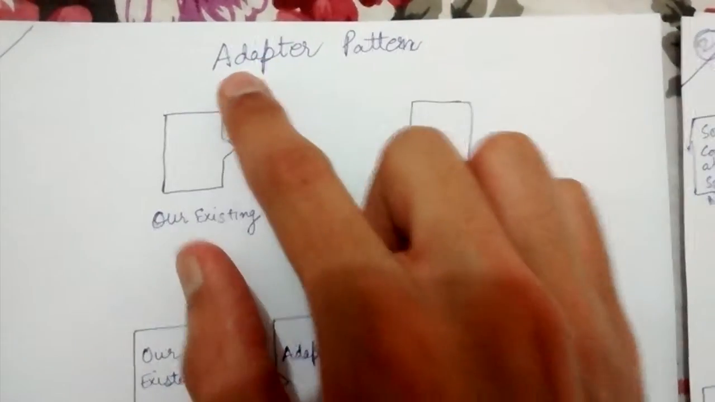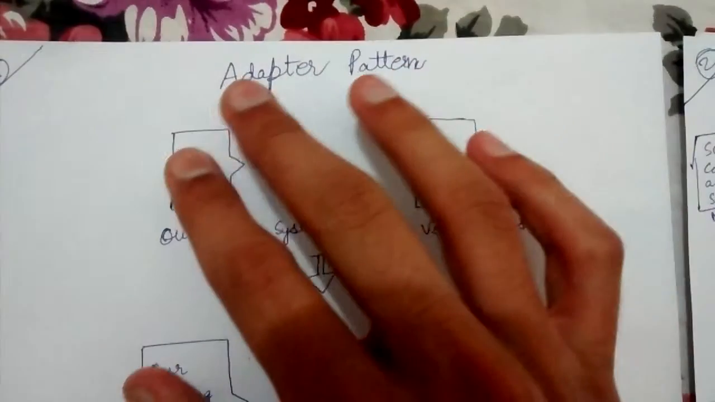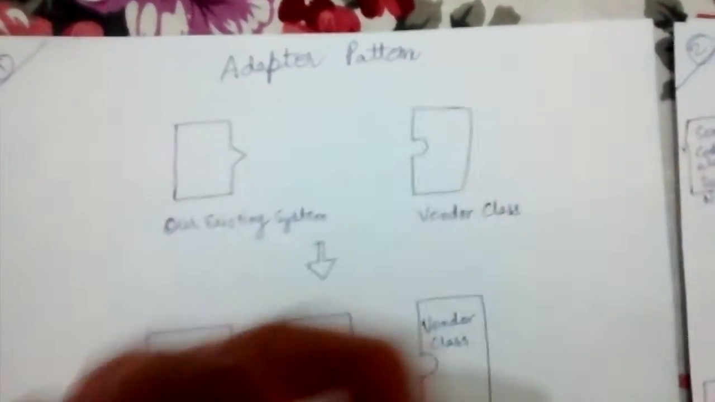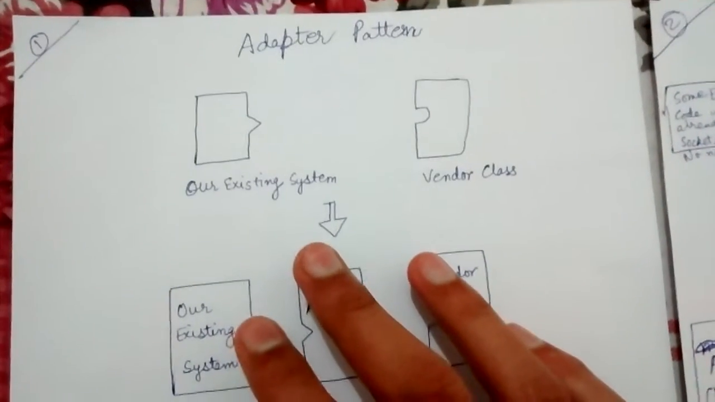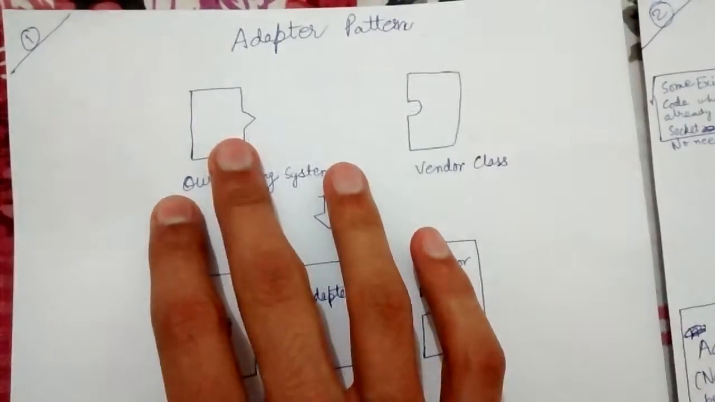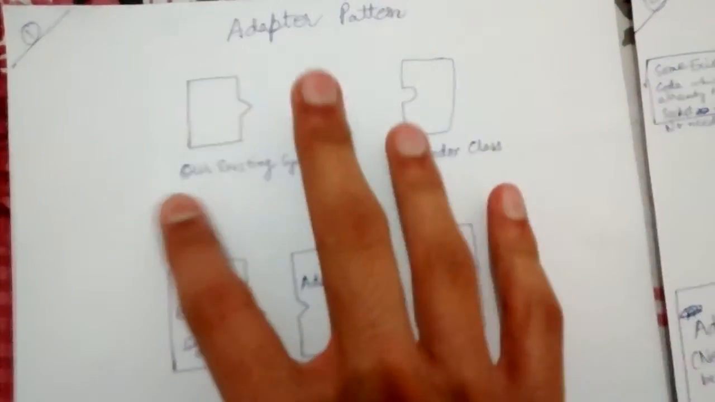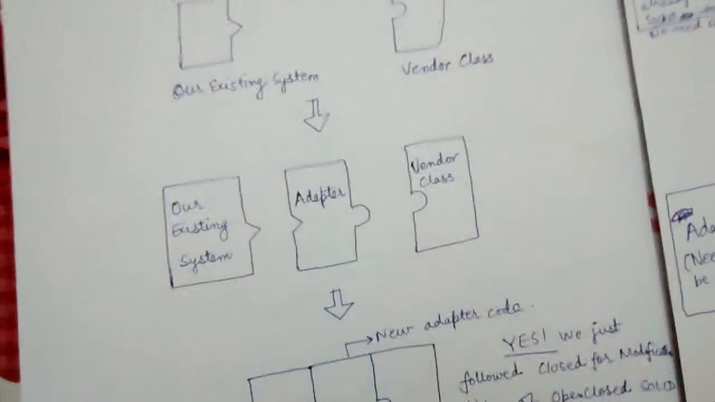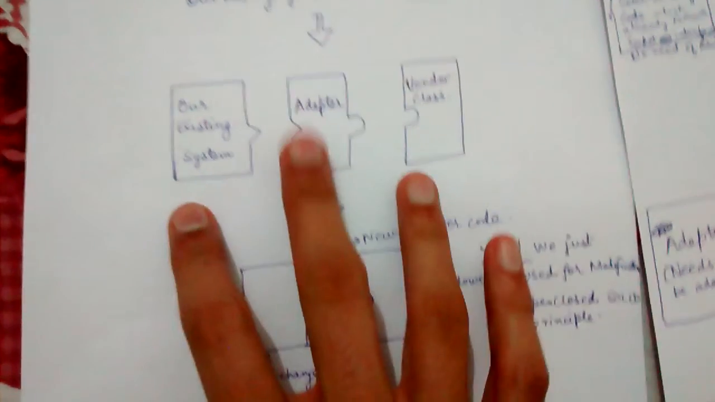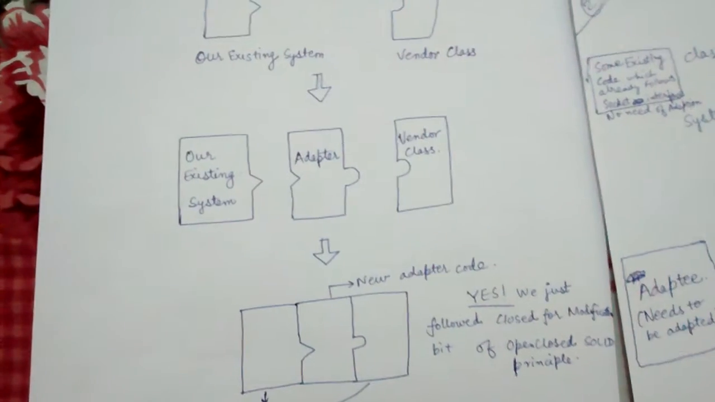Today we'll be looking at a very important and interesting design pattern, which is the adapter pattern. This is a very famous diagram representing the adapter pattern. This is our existing system. This is our vendor class. We want to join them together, but this can't fit in. So we introduce our adapter in the middle so that these three pieces can be joined together.